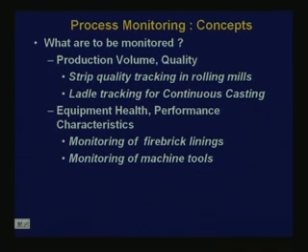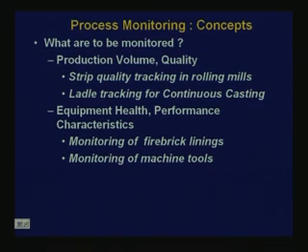You can try to monitor various things like production volume and production quality. For example, you can do strip quality tracking in rolling mills, or ladle tracking for continuous casting, so that you know that you can achieve a certain number of heats in a continuous caster. This was actually a problem for our steel industry, that they were not having enough number of heats.